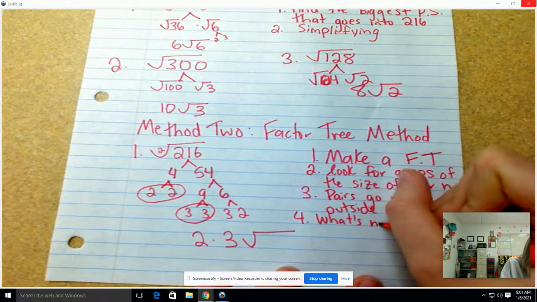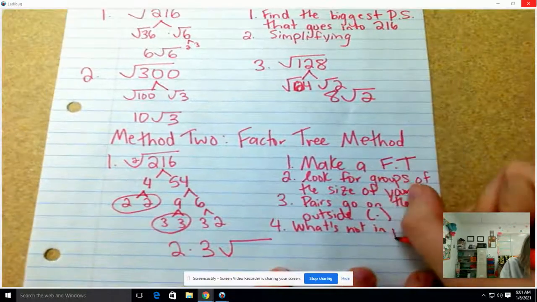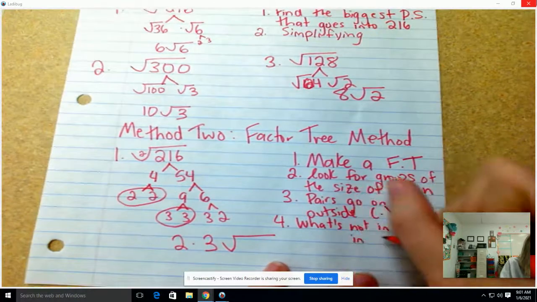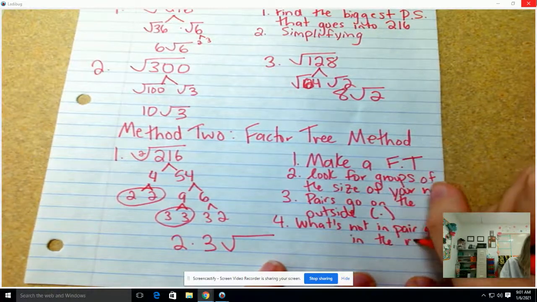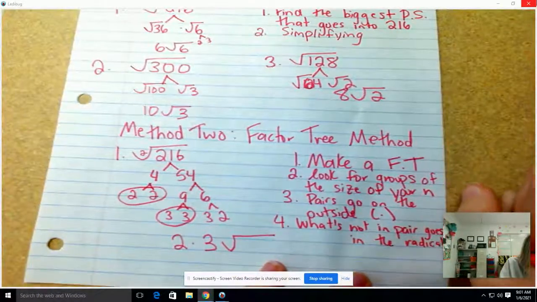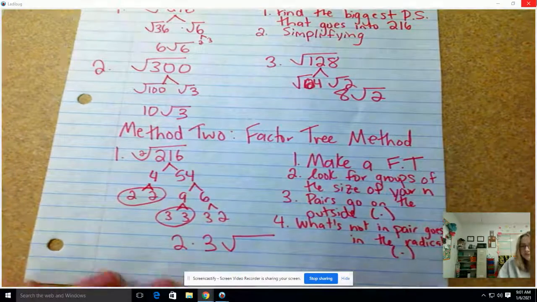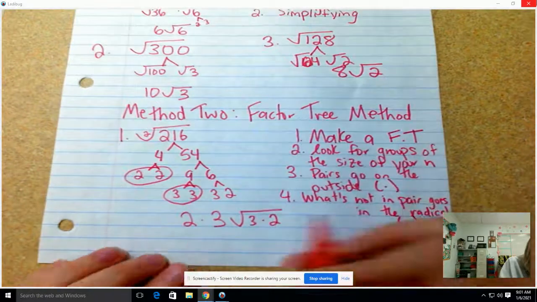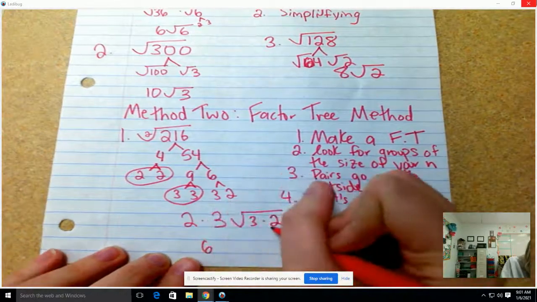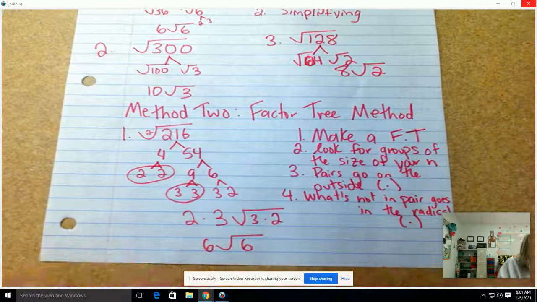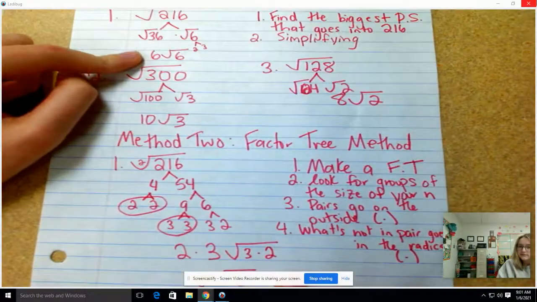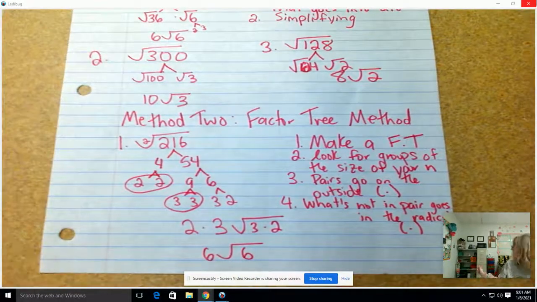What's not in a pair goes in the radical. And we're again using multiplication. So we're left with a 3 times 2. So 3 times 2 is going to give us 6. 3 times 2 is also going to give us 6. And I'm going to get 6 radical 2, which is also what I got up here. So yay, it works out.